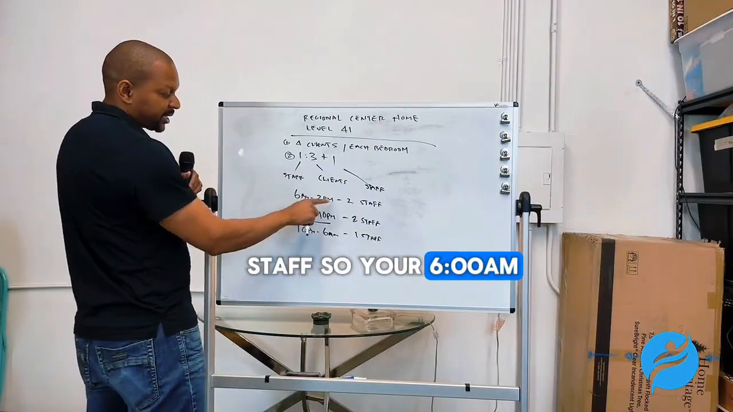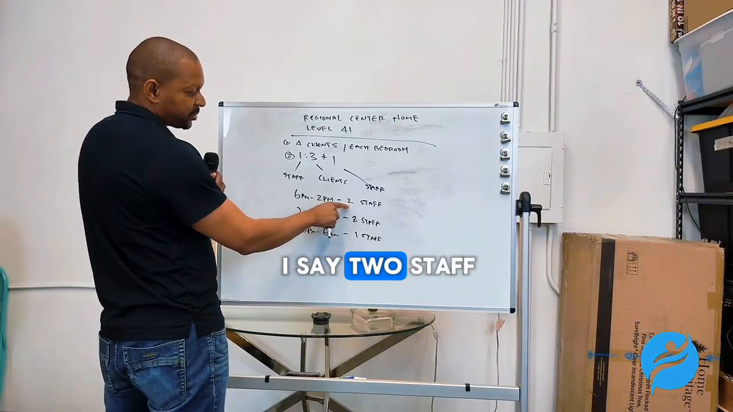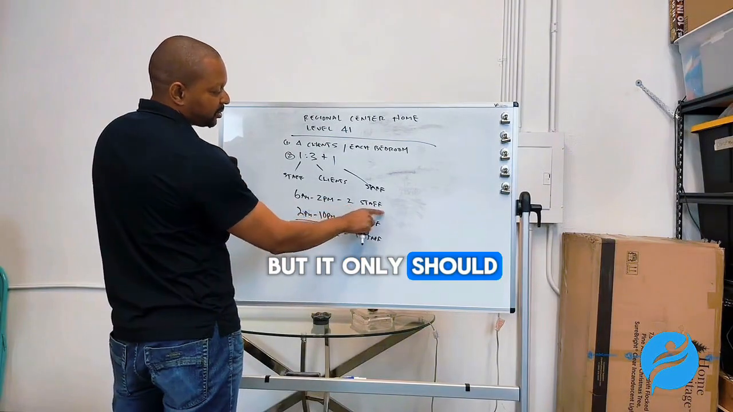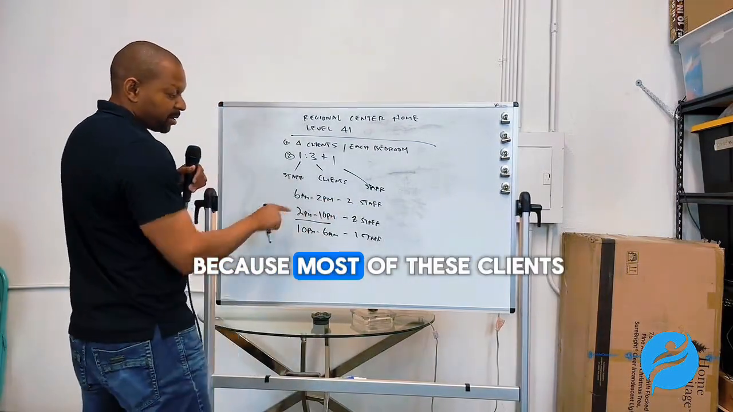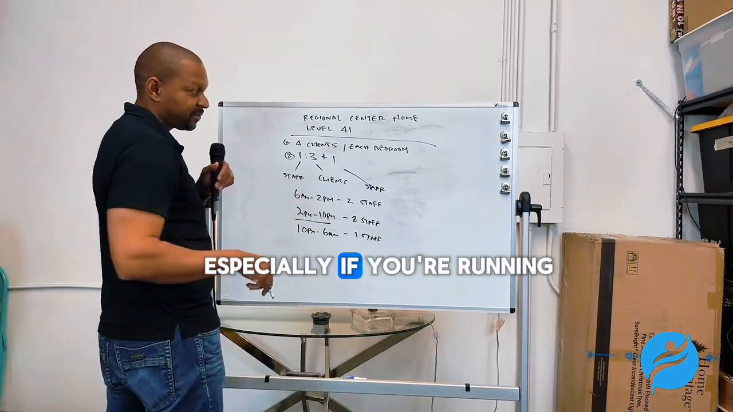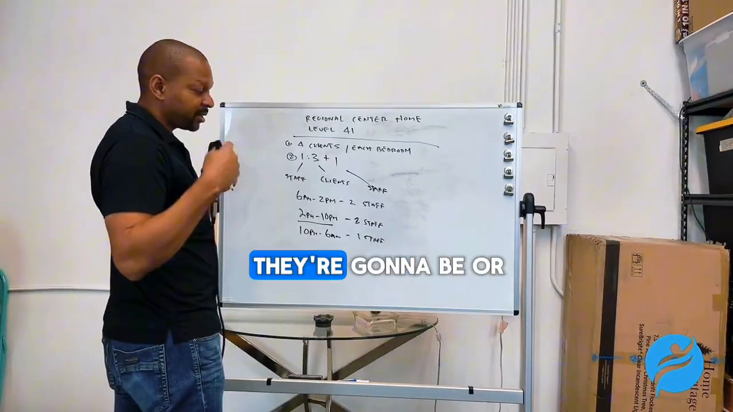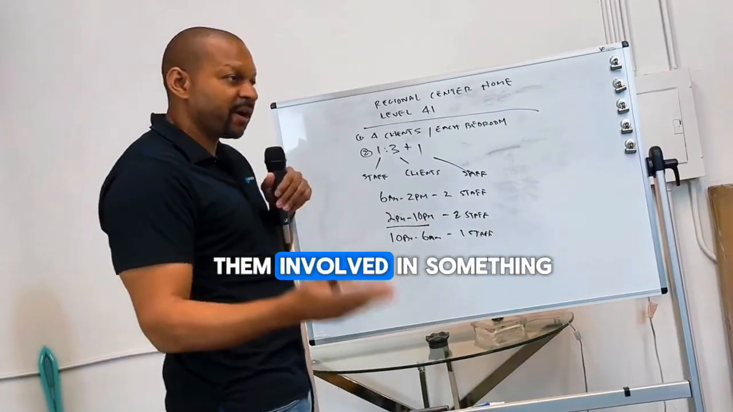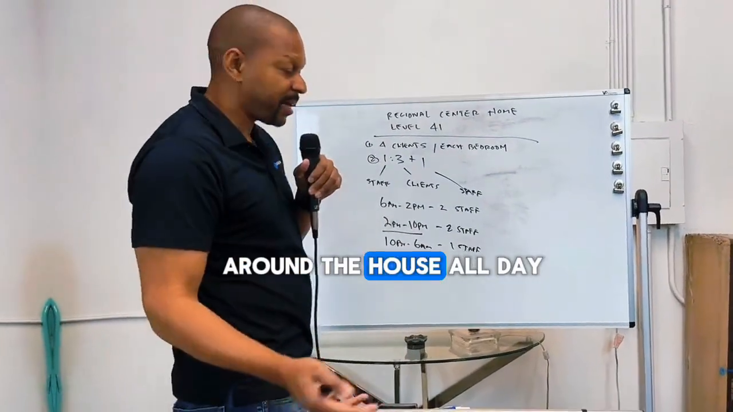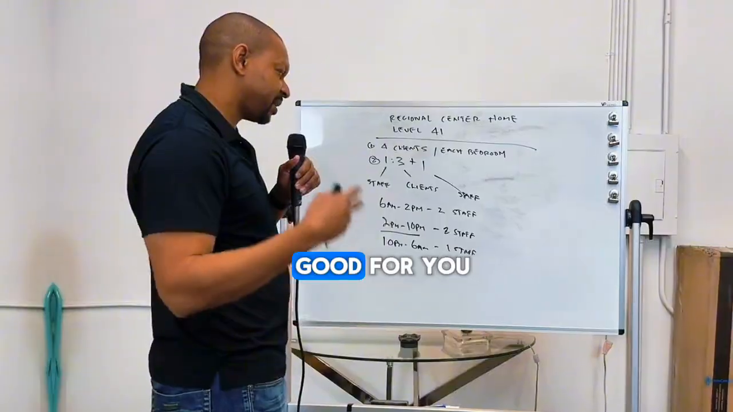So your 6 a.m. to 2, I say 2 staff, but it should only be for a brief amount of time, because most of these clients, especially if you're running an adult residential facility, are gonna be, or should be, I recommend you have them involved in something and not just sit around the house all day. It's not good for them and it's not good for you.